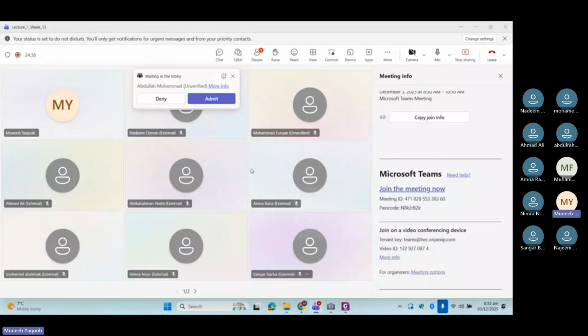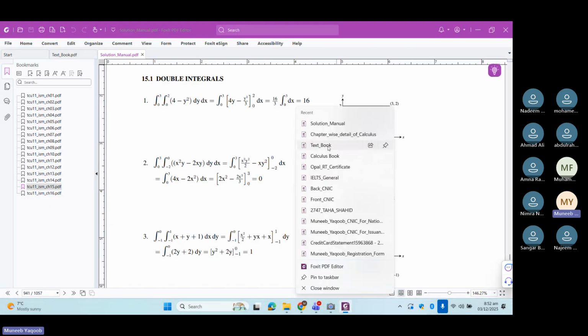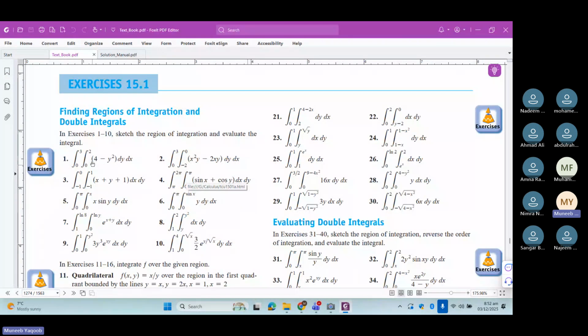Performing or evaluating the double integration is not a very complex procedure. But one thing we must know is how to integrate with respect to a particular variable. For example, in question number 1, you can see that since the inner integral was 0 to 2, 4 minus y squared dy, it was a relatively easier question. Why? Because the function was involving only one variable, which was y squared.